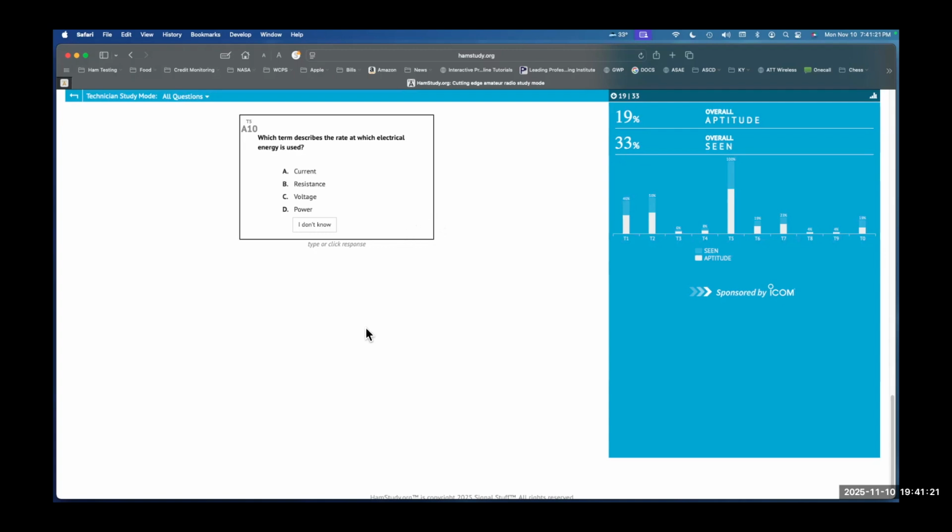Which term describes the rate at which electrical energy is used? Crickets. I'm sorry, I'm having trouble seeing the questions. Okay, which term describes the rate at which electrical energy is used? Is it current, resistance, voltage, or power? Power. Going to be power.